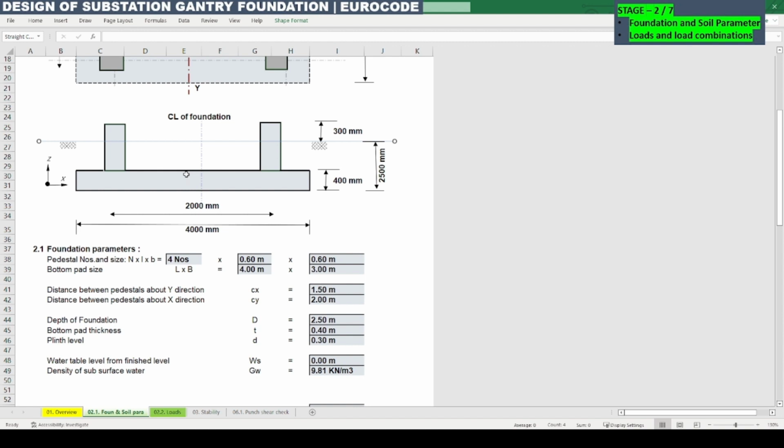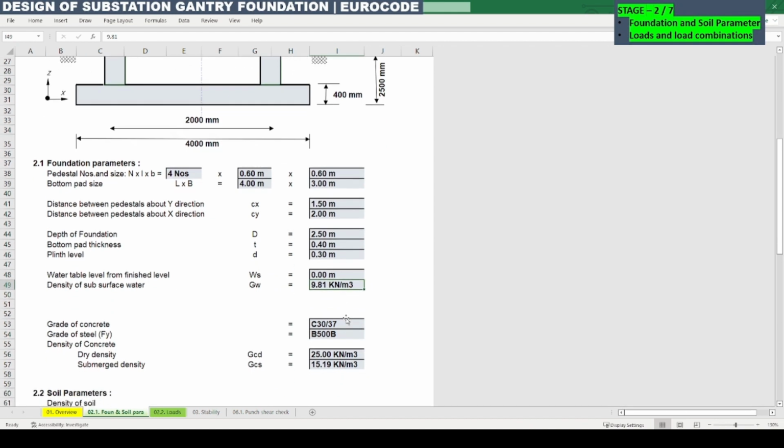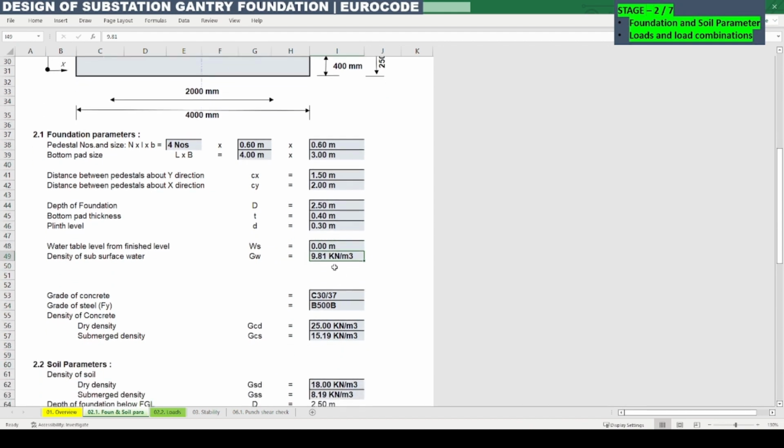So this is what we need to consider. Here the 0 means we are going to calculate the submerged condition for the entire foundation, and the density of subsurface water is 1000 kg per meter cube. So we are converting into an SI unit, so it is 9.81 kilonewton per meter cube.